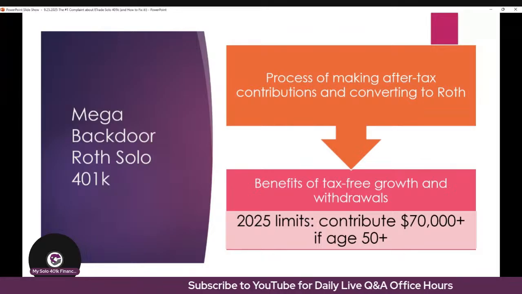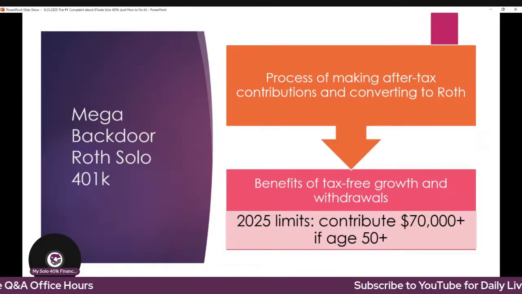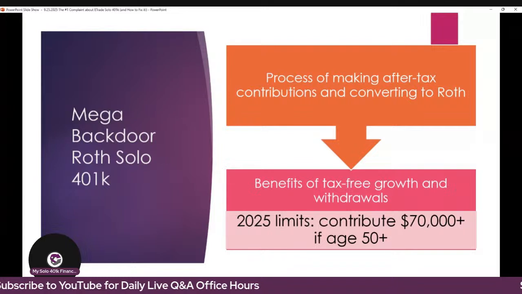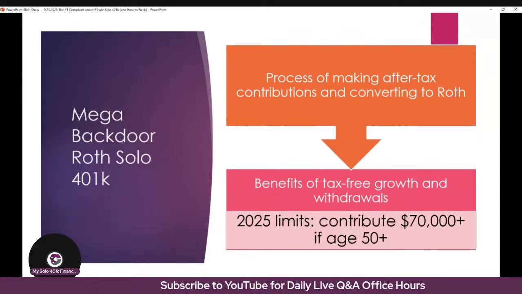Just like any type of Roth contribution, the benefits are the potential for tax-free growth. Now, with the Mega Backdoor Roth Solo 401k, the contribution limits are much higher. For example, for 2025, if you've got the self-employment income to justify it, you could contribute up to $70,000, which is 10 times how much one could contribute to a Roth IRA. So you can see it's much more powerful in that regard.